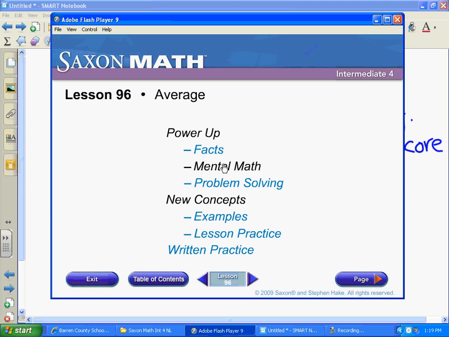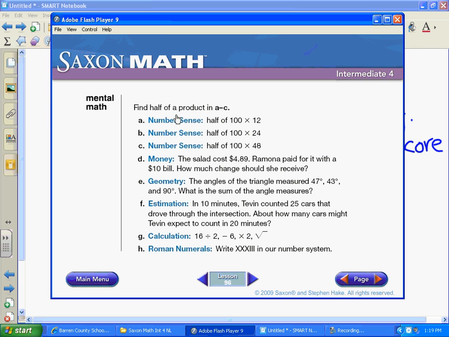Okay, now we're going to look at the mental math section. Okay, let's do 100 times 12 and then take half of that. So we're thinking 1200, right? Now half of that would be 600. Okay, 100 times 24. Take half of that.